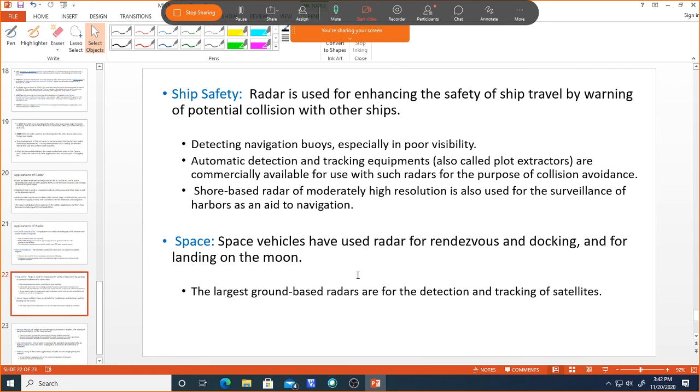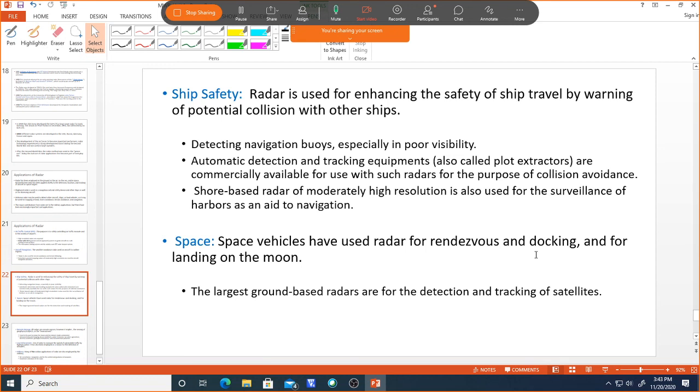Also, as I said, in space communication, where we need to establish communication through satellites to send signals to different planets or the moon, we can use these radar systems. Space vehicles use radar for rendezvous and docking. That is, they lock onto a particular frequency and properly land on the moon or whatever planet you are going to send them to.